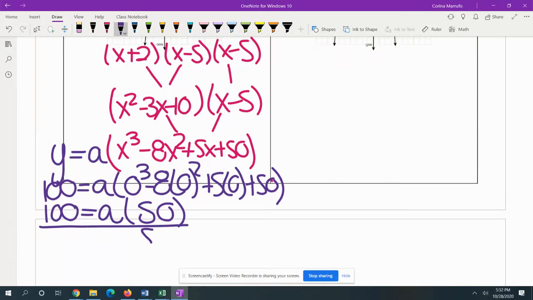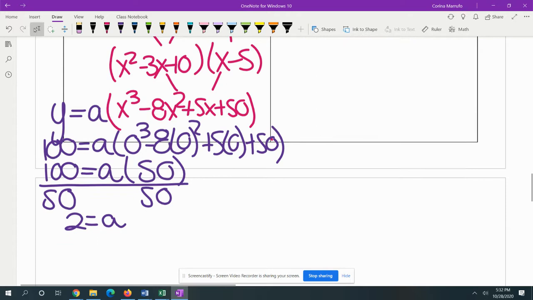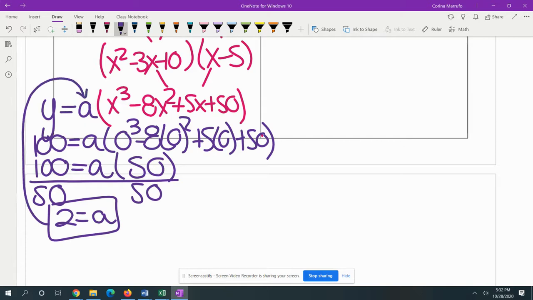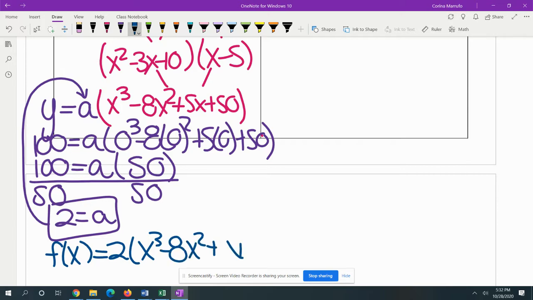Then our last step to solve for a is to divide by 50. And that gives us 2. So a equals 2. So once you find your a, you move on to the next step. You go ahead and take this a, and plug it in right over here. Okay, and that will give you what your function is equal to. So f of x equals, my a is 2 times x to the third power minus 8x squared plus 5x plus 50.